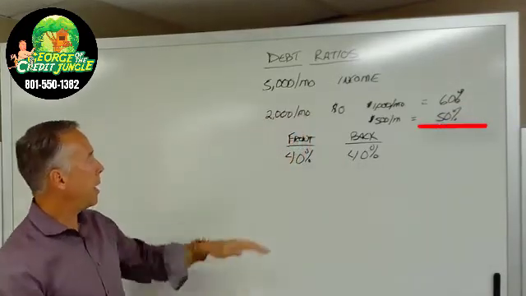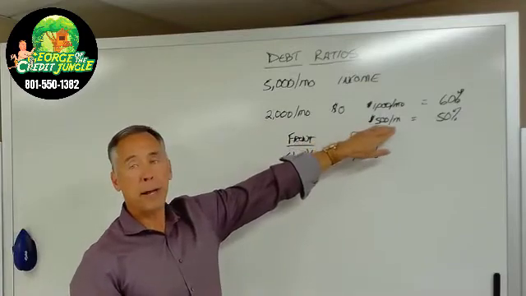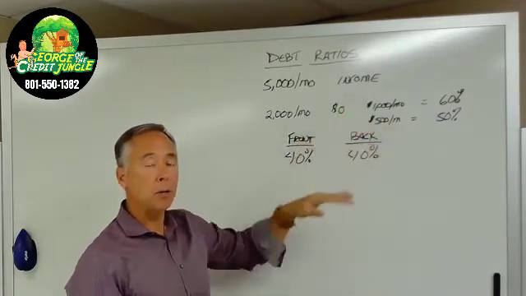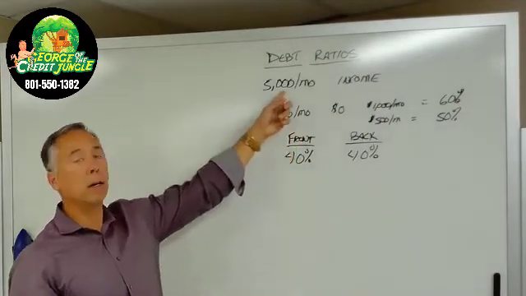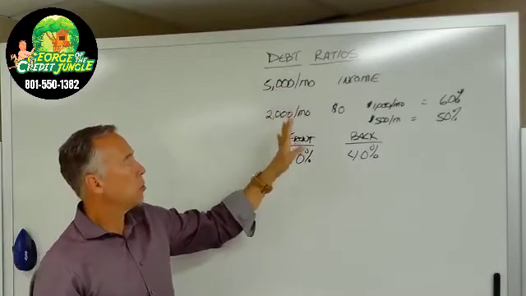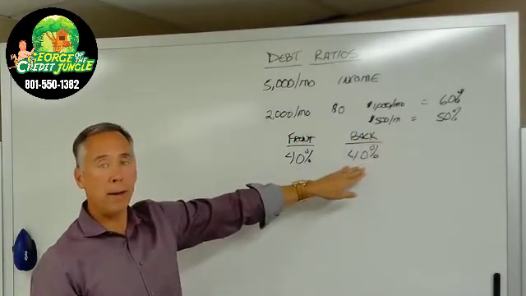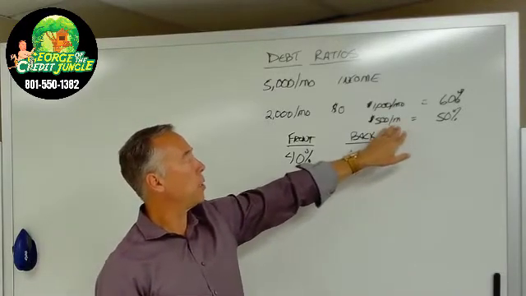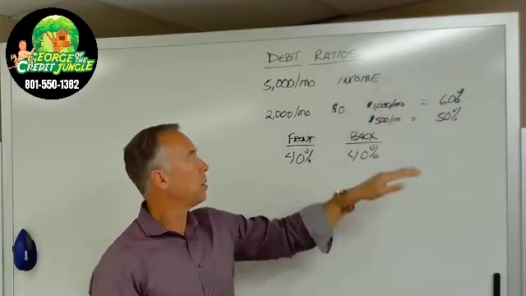Okay, how do we get that? We've got a house payment, $2,000 a month. We've got other debts of $500. So we have $2,500 between house payment and other debts. $2,500 is 50% of $5,000. So that's your total debt to income ratio under this scenario. So here, somebody with no debt, 40% total debt to income ratio, $500 a month, 50%, $1,000 a month, 60%.